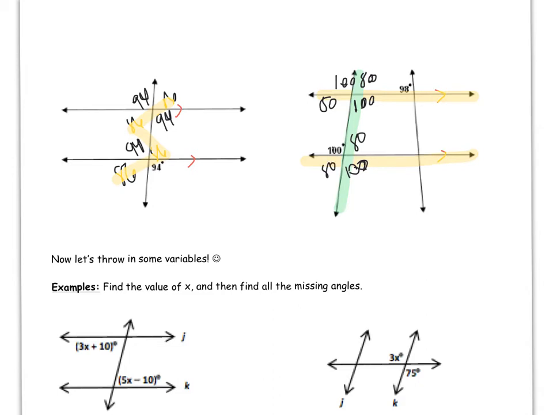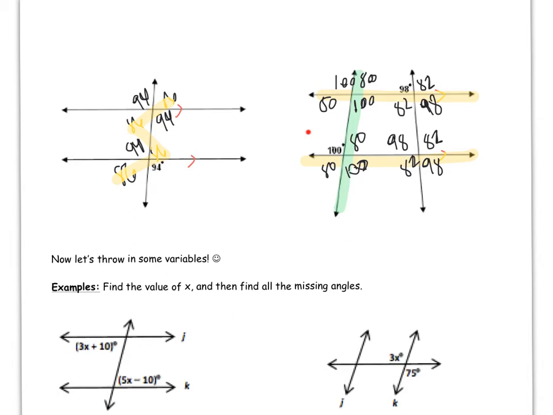To do the next one, I just do the exact same thing. This is going to be 98. This is going to be 98. This is going to be 98. To get the other angle, I subtract it from 180. That's going to be 82. 82. 82. 82. Hopefully you can read that okay.